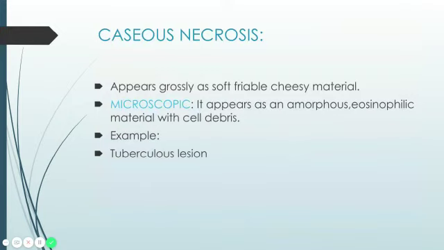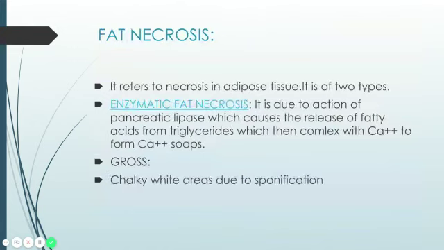Now moving forward to caseous necrosis. Grossly it appears as soft, friable, cheesy material. If we talk about the microscopic appearance, it appears as an amorphous eosinophilic material with cell debris, and the example is tuberculous lesion in which there is granuloma formation. We'll see this in further practicals.